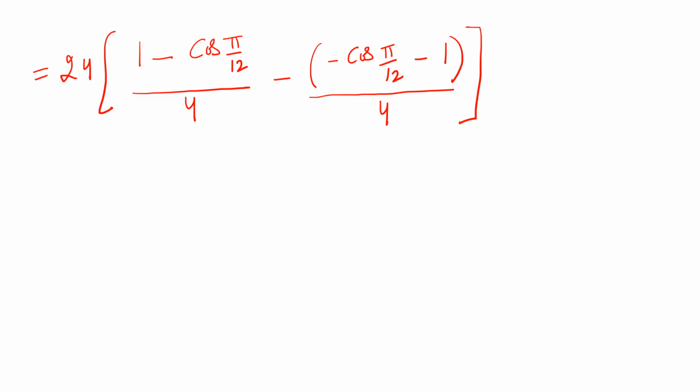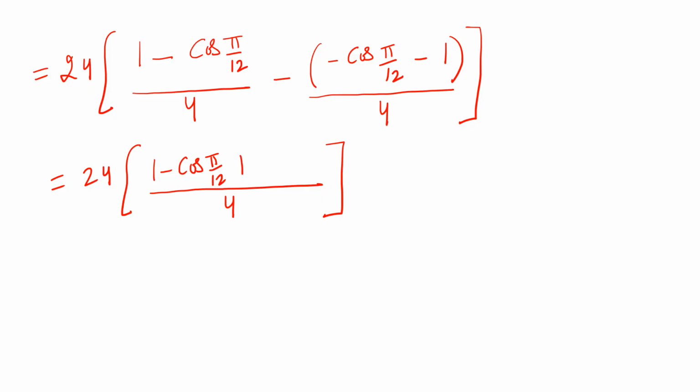Bracket close. Now students, this further becomes equal to 24 times. Inside the bracket, the LCM of the denominators comes as 4, and in the numerator we have 1 minus cos pi by 12 plus 1 plus cos pi by 12. Now clearly cos pi by 12 and minus cos pi by 12, they get cancelled, and we get 24 into 1 upon 2, which is just equal to 12.